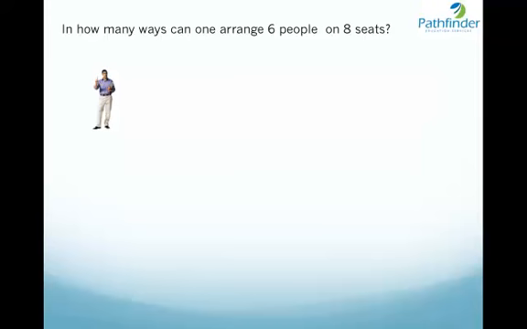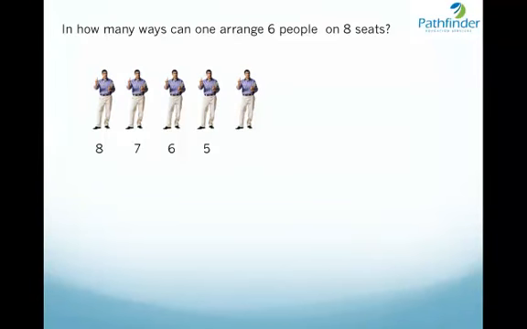The first person has 8 choices, so he can choose a seat in 8 ways. The second person has 7 choices. The third person has 6 choices because those people are occupying the seats now. The fourth person will have 5 seats because 4 of them have already been occupied. The fifth person will have 4 seats and the sixth person will have 3 seats.